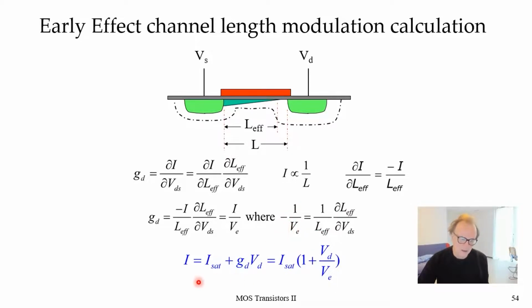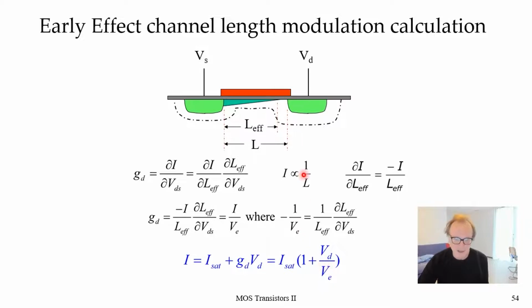And then you can say that the drain current is equal to the saturation current times the drain conductance times the drain voltage. Or another way to write this is to say that the drain current is the saturation current times 1 plus VD over VE. So this Early voltage here is where the curve intercepts the x-axis when you measure it and extrapolate the curve.